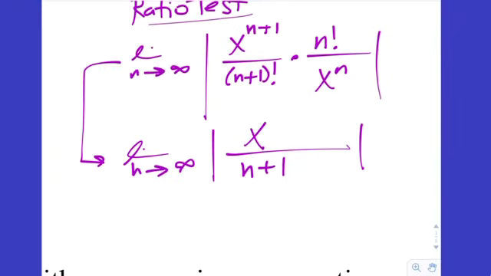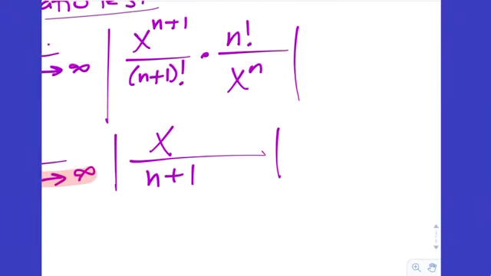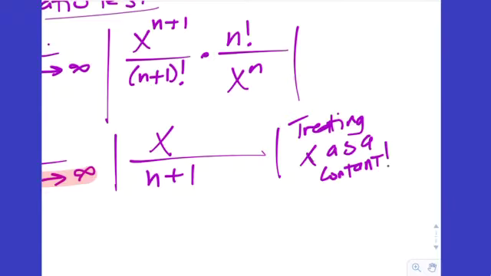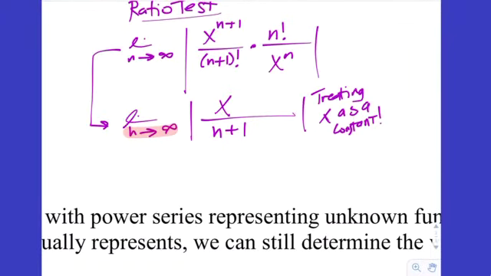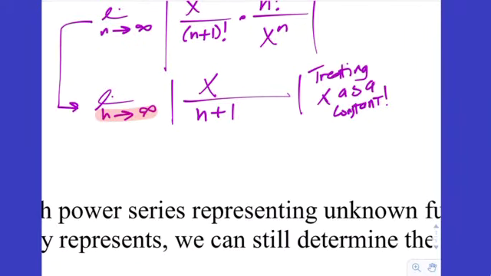Okay, so now we're evaluating the limit. And remember, the variable for the limit is n, not x. So at this point, we're essentially treating x as a constant. We're treating x as a constant. There we go. So what would be the limit, then, of a constant over n plus 1 as n goes to infinity? It would be 0, right?